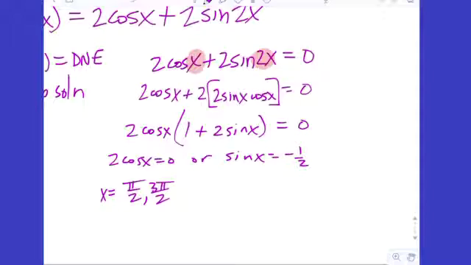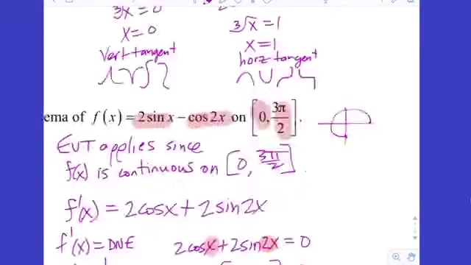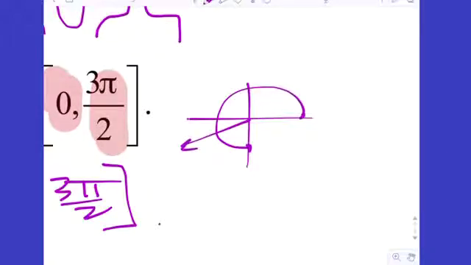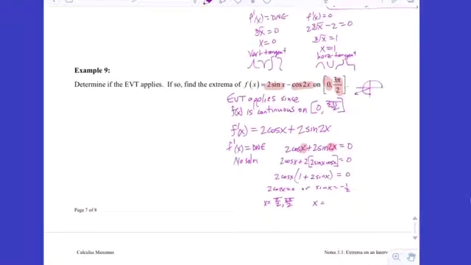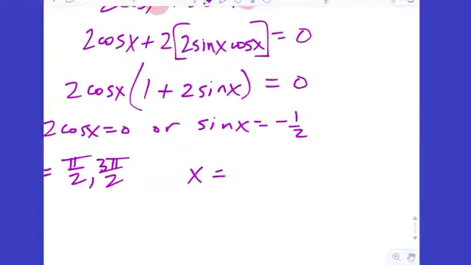And then sine of x is equal to negative 1/2 when x is what? Negative 1/2 is going to be over here when sine and y are negative, and that's the pi 6 reference angle, so it's 7 pi 6. Good. Now in this case, we're only finding the critical values that live in the interval. So we wouldn't include 11 pi 6, right? Even though sine of 11 pi 6 is negative 1/2.